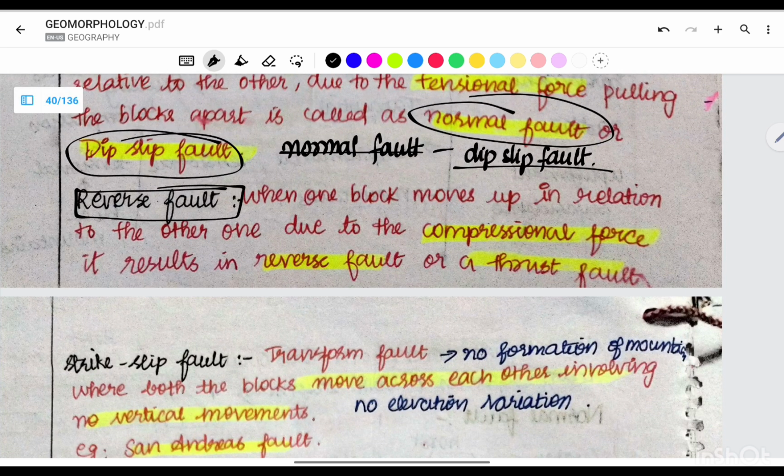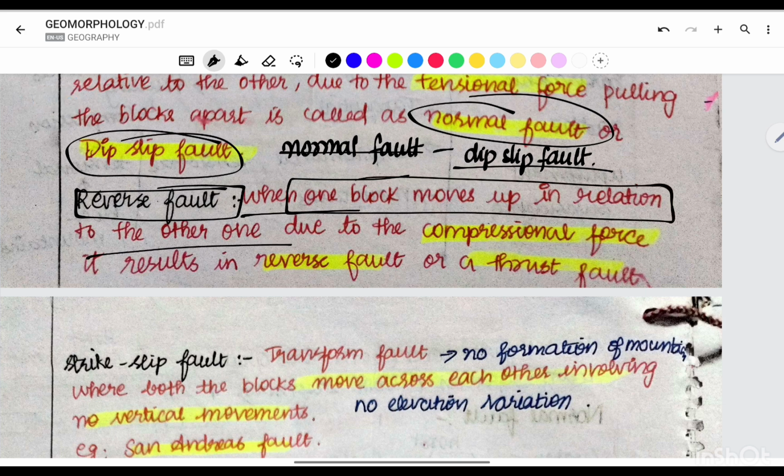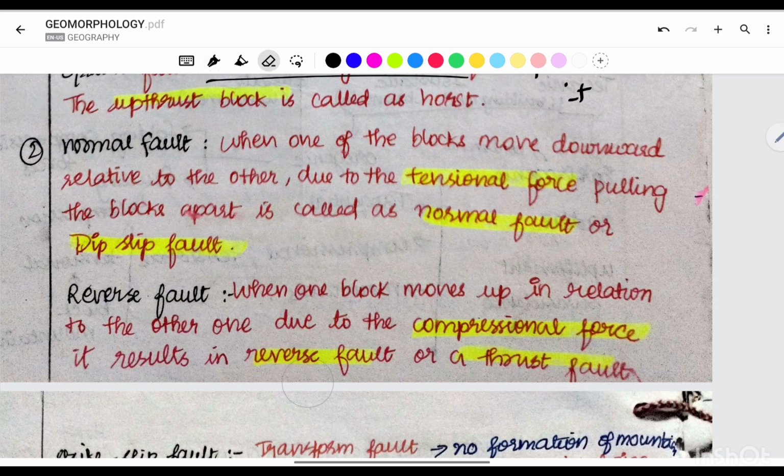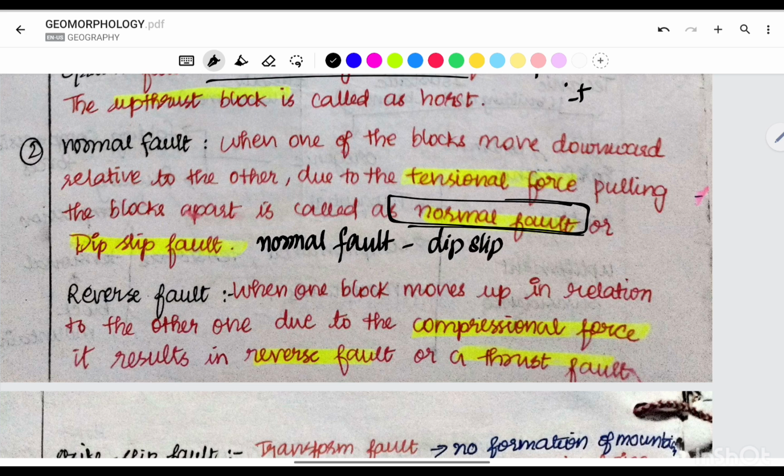Now what is a reverse fault? When one block moves in relation to the other due to the compressional force, it results in the reverse fault or a thrust fault. So a normal fault is also known as a dip slip fault, and the reverse fault is also known as the thrust fault.